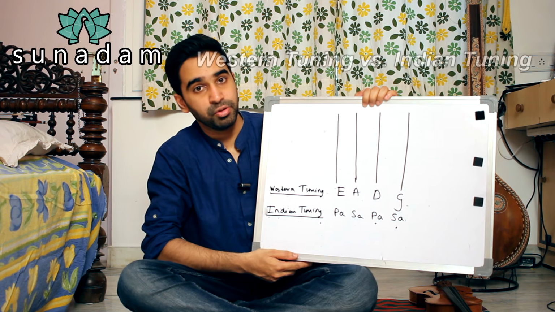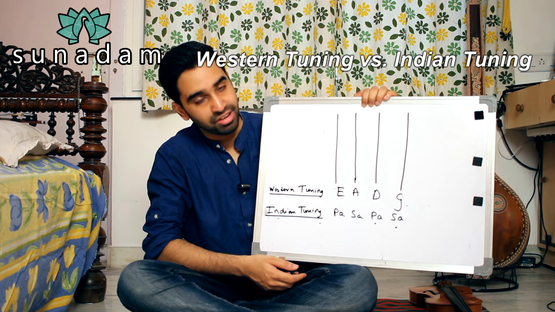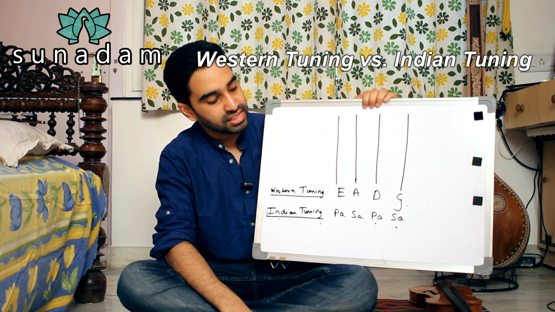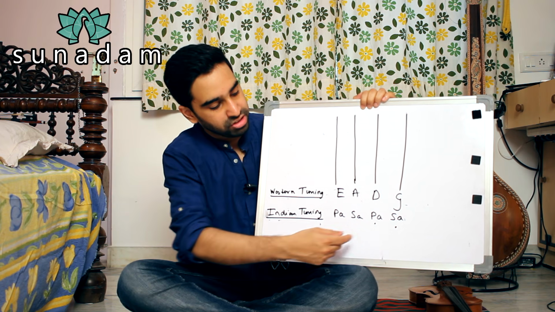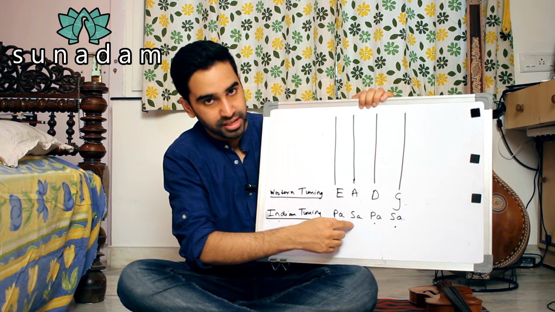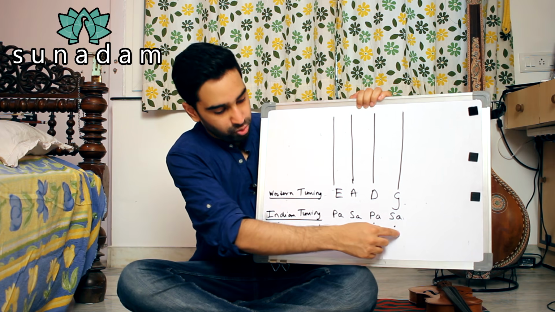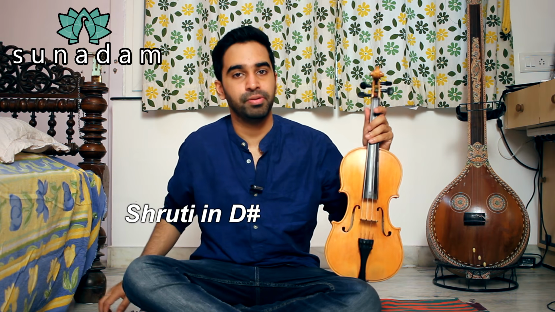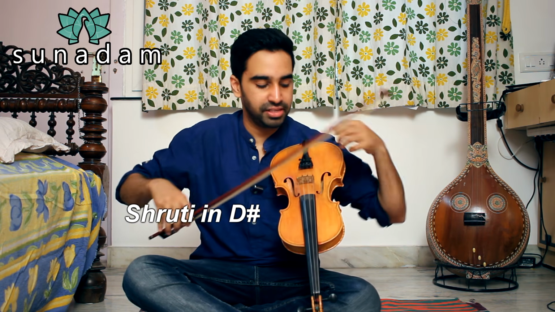In Western classical music, the tuning of the four strings are always G, D, A, and E. Whereas in Indian classical music, the four strings are tuned to the lower tonic, the lower fifth, the tonic, and the fifth, or the lower sa, the lower pa, sa, and pa. So the Shruti that you're hearing now, it is tuned to D sharp. So the four strings would sound something like this.